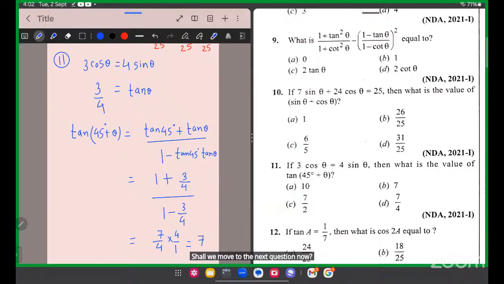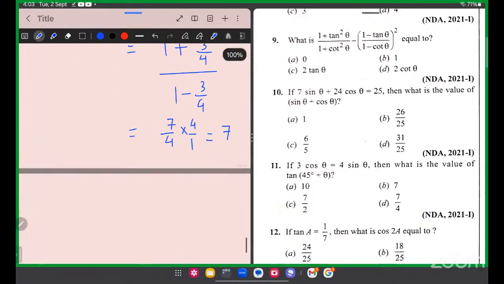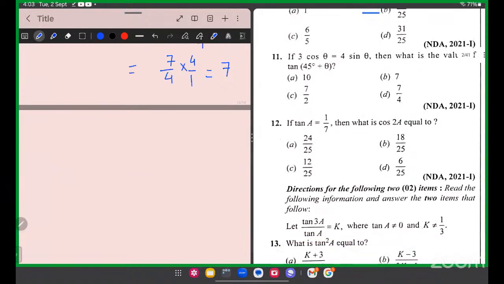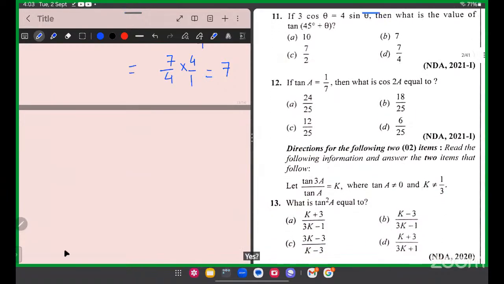Yes? Yes, Vaidehi, Ritika, Sumit. Shall we move ahead? Yes? Yes, sir. Okay.